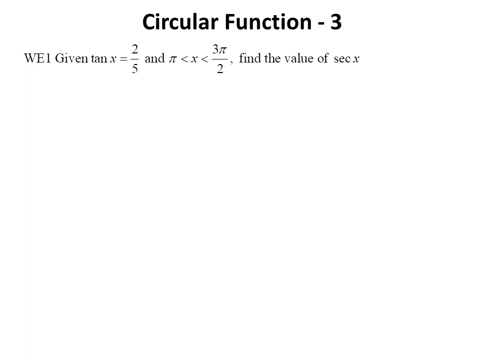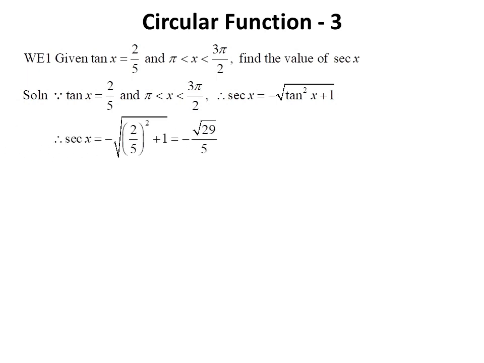Welcome to the third session of this circular function series. Here, example 1 is to find the value of secant x given that tangent x equals 2 over 5 and x is in the third quadrant. Since tangent x equals 2 over 5 and x is in the third quadrant, secant x equals negative square root of tangent squared x plus 1, which equals negative 29 over 5 after being simplified.